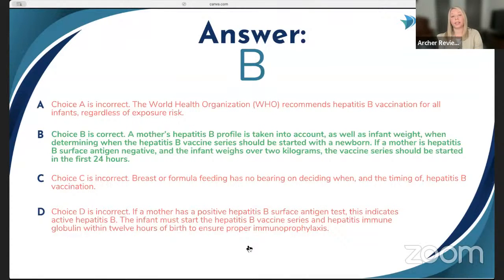Choice A is incorrect. The World Health Organization recommends hepatitis B vaccination for all infants, regardless of exposure risk. C is also incorrect. Breastfeeding or formula has no bearing on deciding when and timing of hepatitis B vaccination. And finally, choice D is also incorrect. If a mother has a positive hepatitis B surface antigen test, this indicates active hepatitis B. The infant must start on the hepatitis B vaccine series and hepatitis immune globulin within 12 hours of birth to ensure proper immunoprophylaxis.